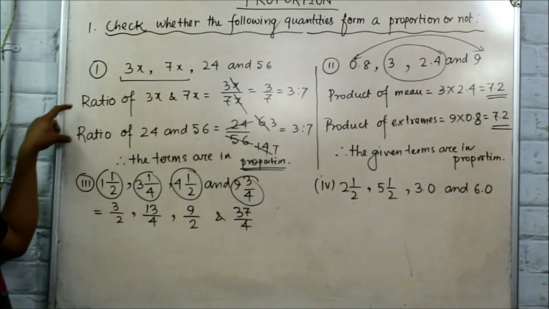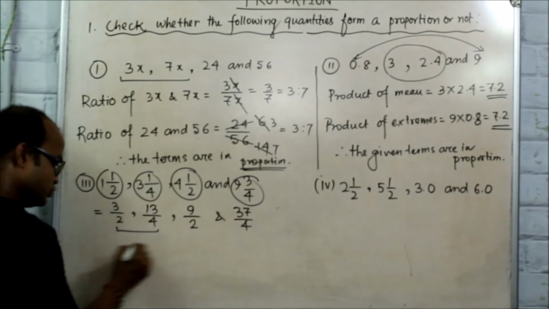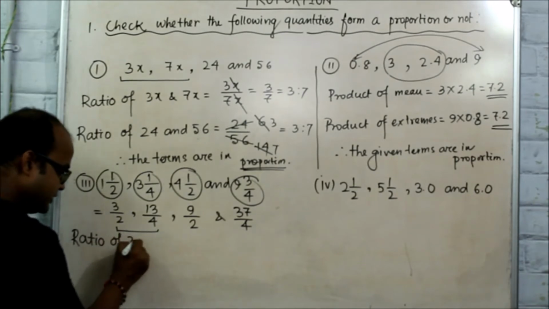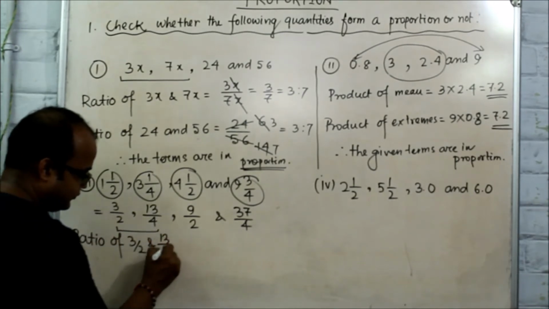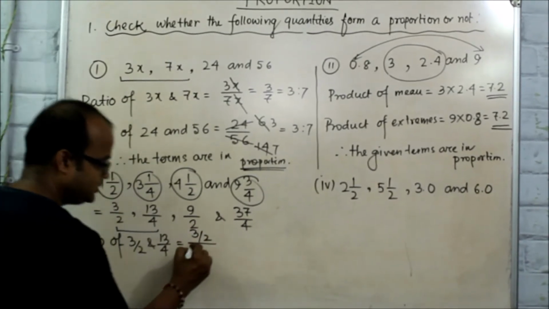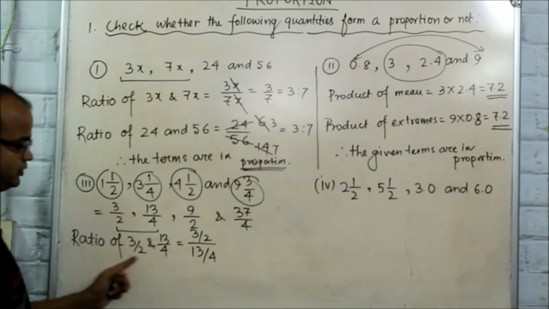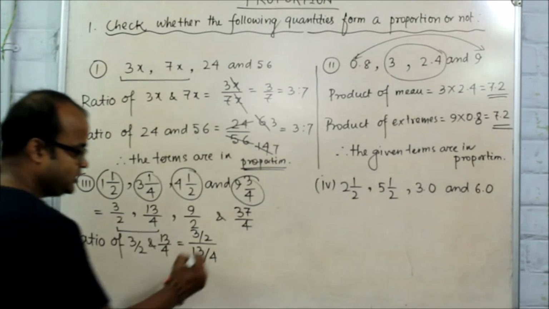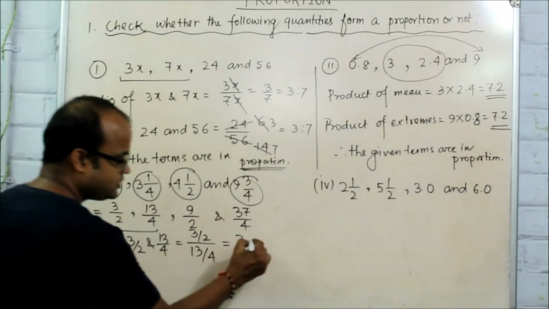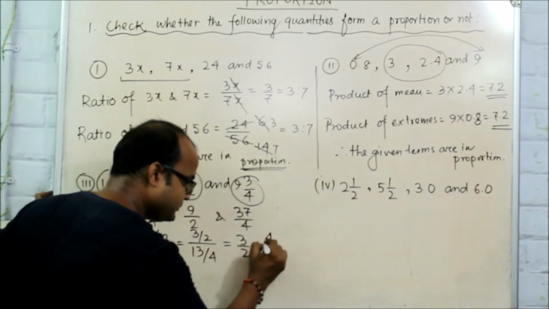Now this sum I am going to again apply this method. So what you need to find out? Ratio of these two terms. So we can say ratio of 3 by 2 and 13 by 4 is equal to, you can say 3 by 2 by 13 by 4. First term will be in the numerator, second term will be in the denominator. So if you write this, we can say 3 by 2 and this term once you simplify, it will be reciprocate, that is 4 by 13.